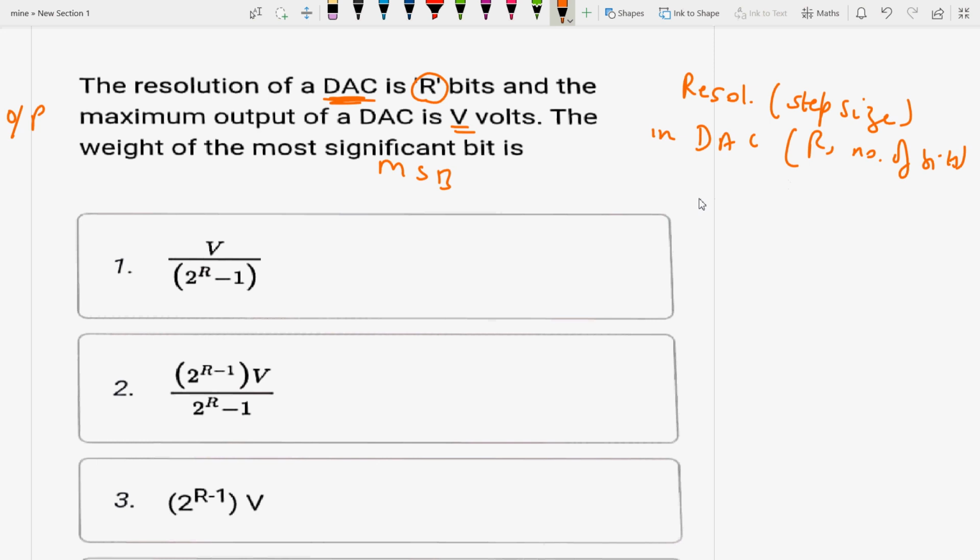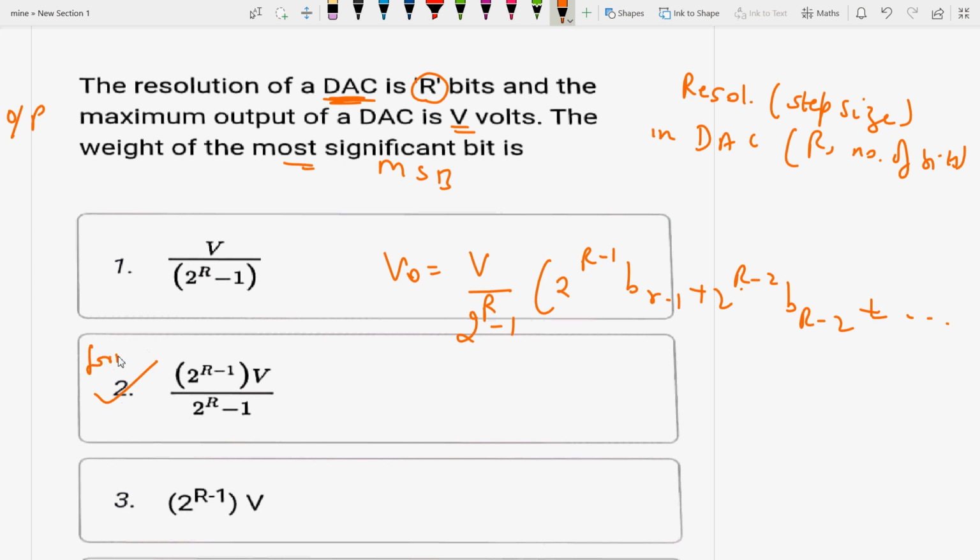जो फॉर्मूला है आपका वो होता है कुछ V आउटपुट इज इक्वल टू V बाय 2 टू द पावर R माइनस 1, 2 to the power R minus 1 BR minus 1 plus 2 to the power R minus 2 BR minus 2 plus and so on. So जो वेट ऑफ MSB होता है इसका फॉर्मूला होता है 2 to the power R minus 1 into V by 2 to the power R minus 1. This is actually the formula. ठीक है, तो ये आपको याद रखना है.